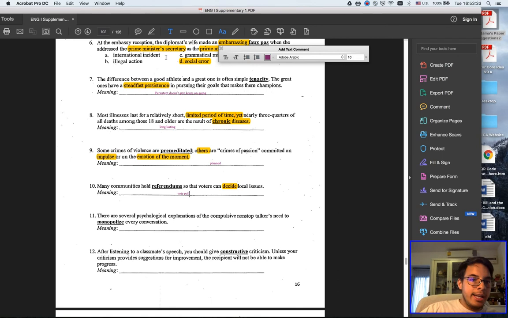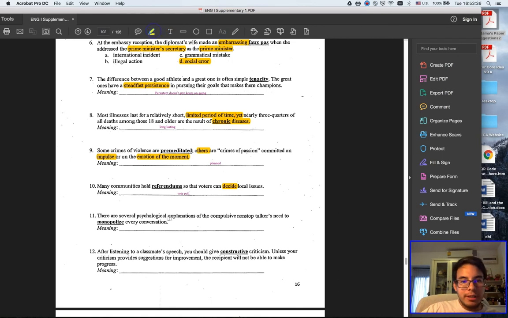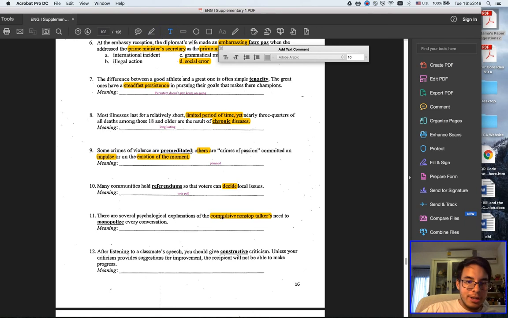Okay. 11. There are several psychological explanations for the compulsive, non-stop talker's need to monopolize every conversation. So we're trying to figure out monopolize. We know that they're not stopping to talk. So that means that they're in control, or they take over the conversation.